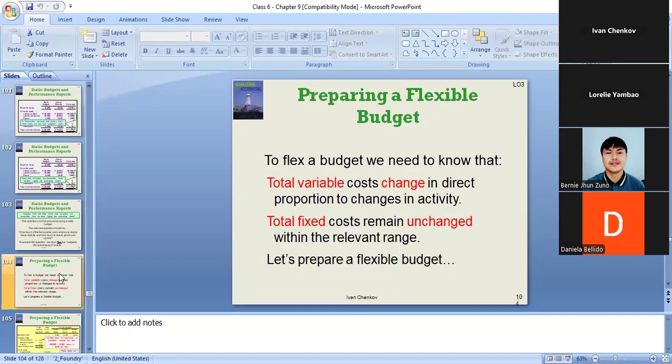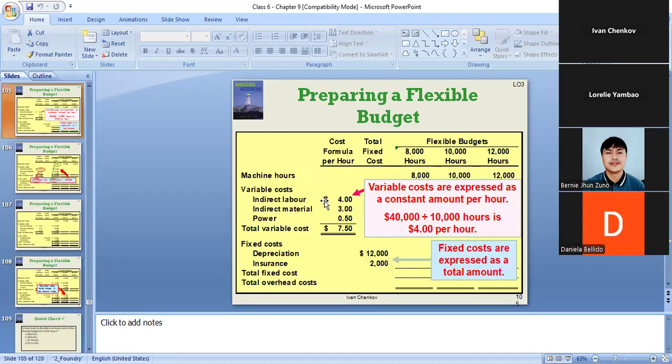Once we have the variable cost per unit, again, we're remembering how the costs behave. Variable cost per unit stays the same, in total it goes up in relation to the activity, whereas the fixed cost in total stays the same, per unit that's a different story. So having that in mind, we can easily calculate the variable cost per unit per machine hour. And once we have that, we can easily prepare a flexible budget for different levels of activity. We can prepare a flexible budget for 8,000 hours, 10,000 hours, 12,000 hours.